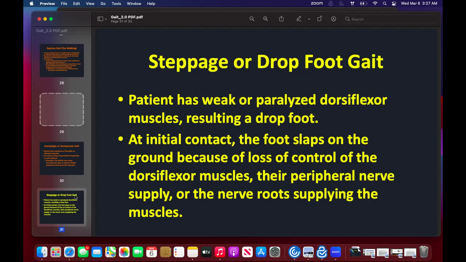Step or drop foot gait. This essentially is when the individual has a weak or paralyzed dorsiflexor, so they have foot drop, right? We talked about how dorsiflexion is imperative in initial contact, loading response, and through all the phases of swing. If I don't have dorsiflexion during initial contact and loading response, my foot is just going to hit the floor. It's going to be a foot slap, okay? If I don't have it during the swing phase, my foot is going to be in plantar flexion. I'm not going to be able to clear that leg, so I'm going to have to do some type of circumduction as a compensatory strategy, right?